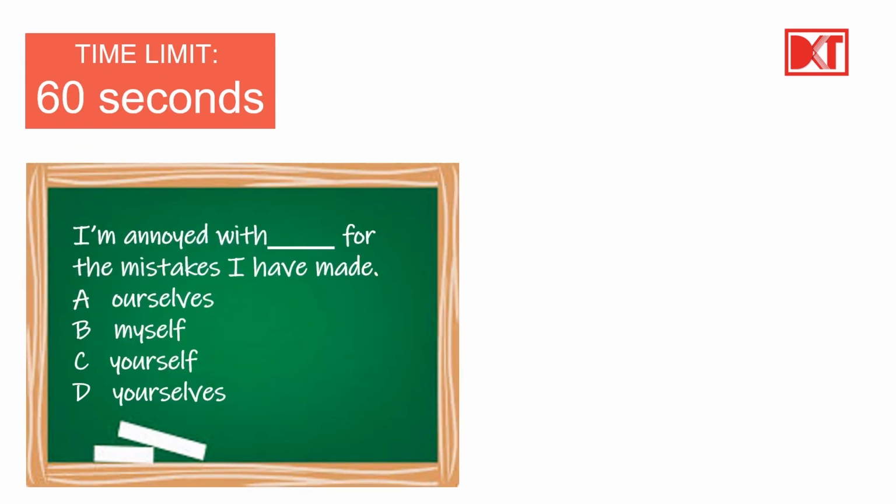Okay, so here again we are filling in reflexive pronouns. The question is, "I am annoyed with dash for the mistakes I have made." Who is the subject here? I. So I am annoyed with dash. Here the subject and object will be the same. According to whom do we form the reflexive pronoun? I. Because I am annoyed with myself for the mistakes I have made, that is, I am annoyed with myself for the mistakes I have made. Right? Easy? Now next.